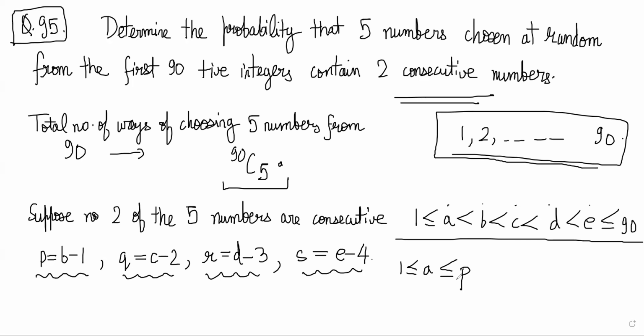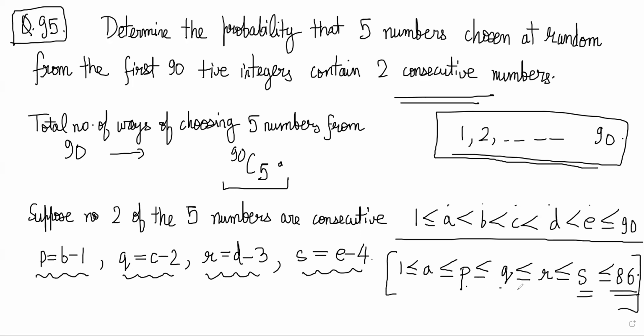P is B minus 1. And then this is less than or equal to Q, less than or equal to R, less than or equal to S. And S will be less than or equal to 86. Why? Because S is E minus 4. So E could be up to 90, and now we are doing E minus 4. So S must be up to 86, right? And these sets of inequalities are valid now.